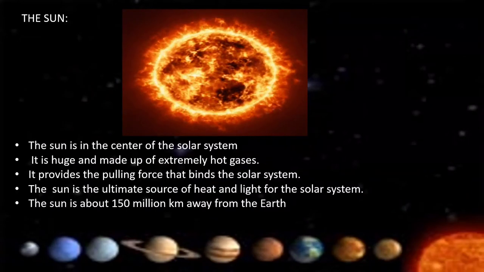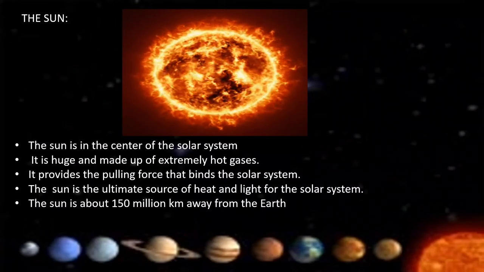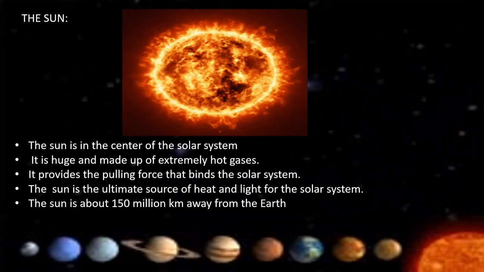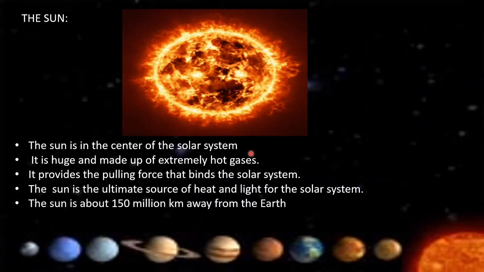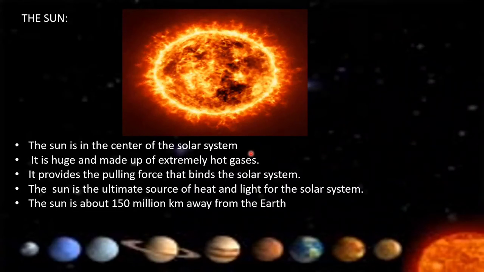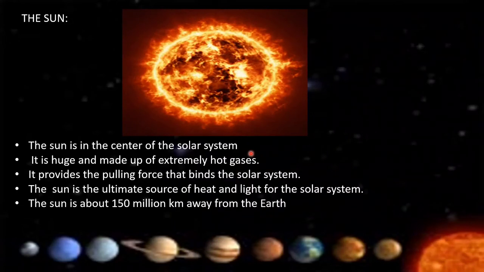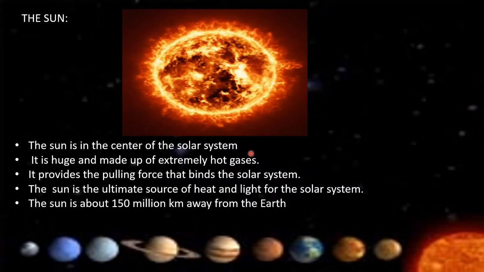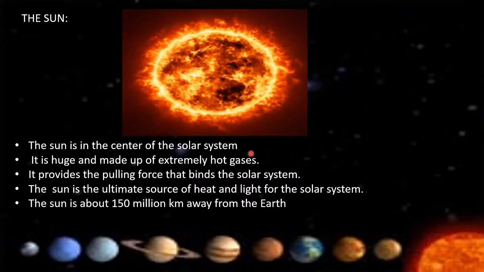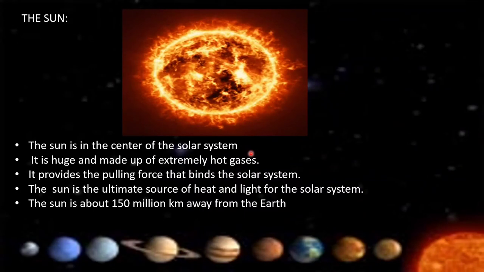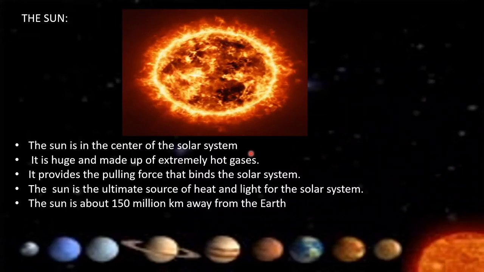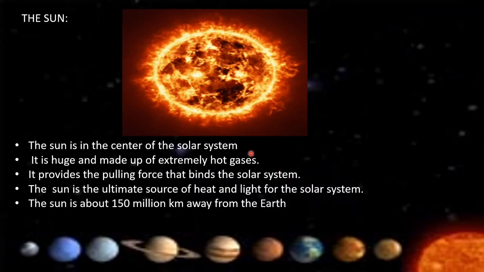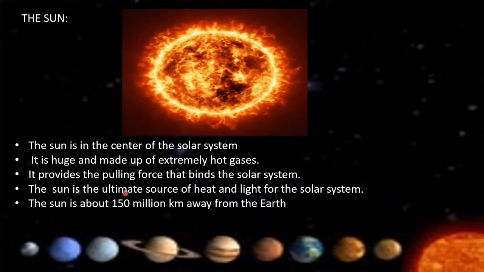So now let us see about the sun. The sun is in the center of the solar system, and we can also call the sun the head of the solar system. It is huge and made up of extremely hot gases, and it also provides a pulling force which binds the solar system, meaning the earth and different planets which revolve around the sun in an orbit. These planets are maintained in their places in the solar system because of the pulling force provided by the sun.